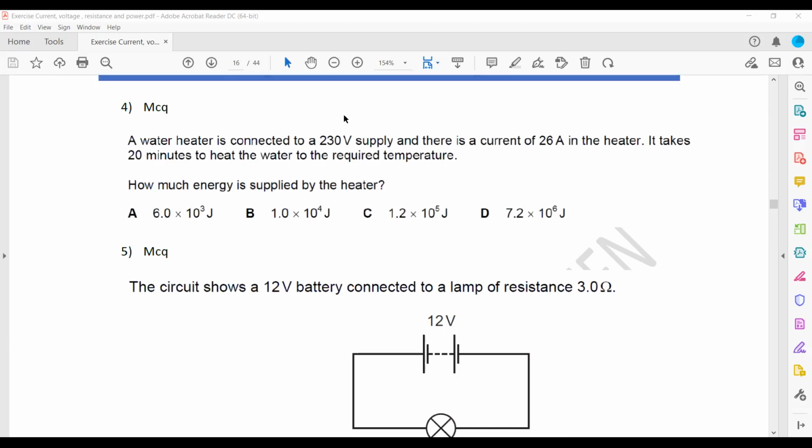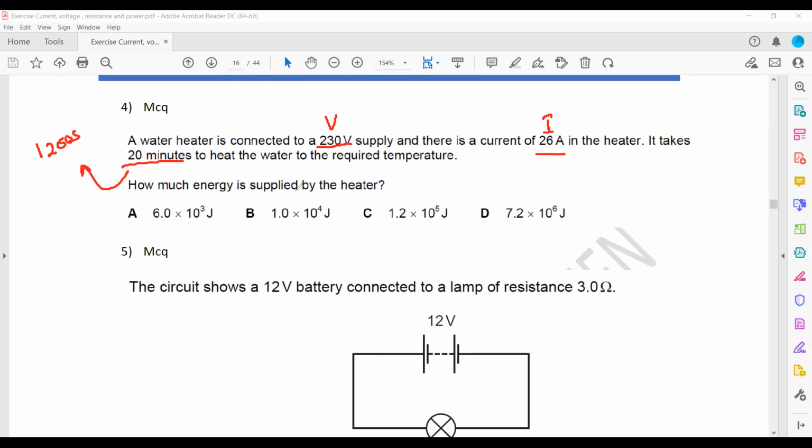Another question. A water heater is connected to a 230 volt supply, so the voltage is given, and there is a current of 26 amperes, so the current is given. It takes 20 minutes. Time should always be in seconds, so you have to convert the 20 minutes into seconds. 20 multiplied by 60 gives us 1200 seconds.